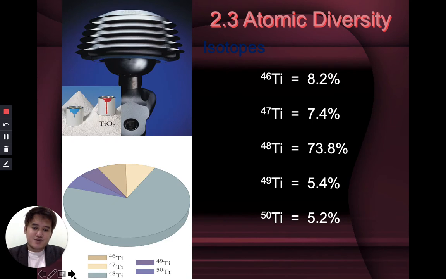Alright, so another example is titanium, which can exist in many forms. You can have titanium 46, titanium 47, titanium 48, 49, and 50. Now the percentages here represent the abundance of that particular isotope in nature. So if you look at the graph here, it is titanium 48 which is most abundant in nature.